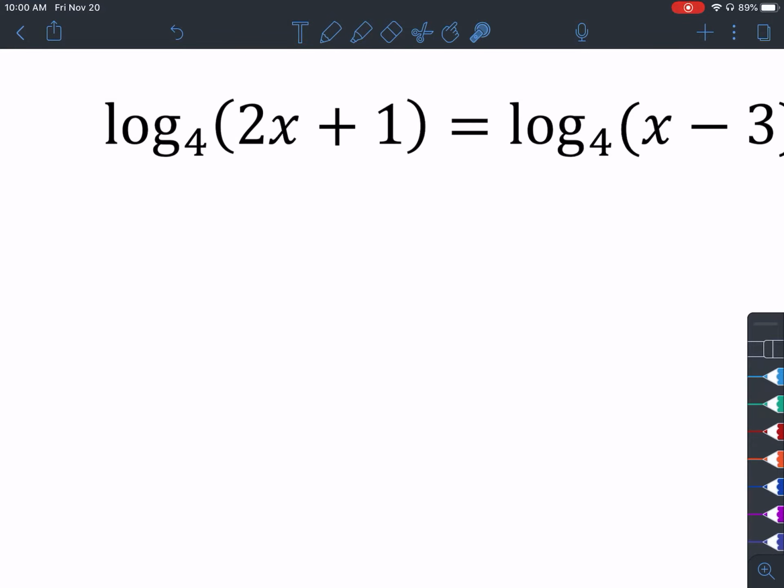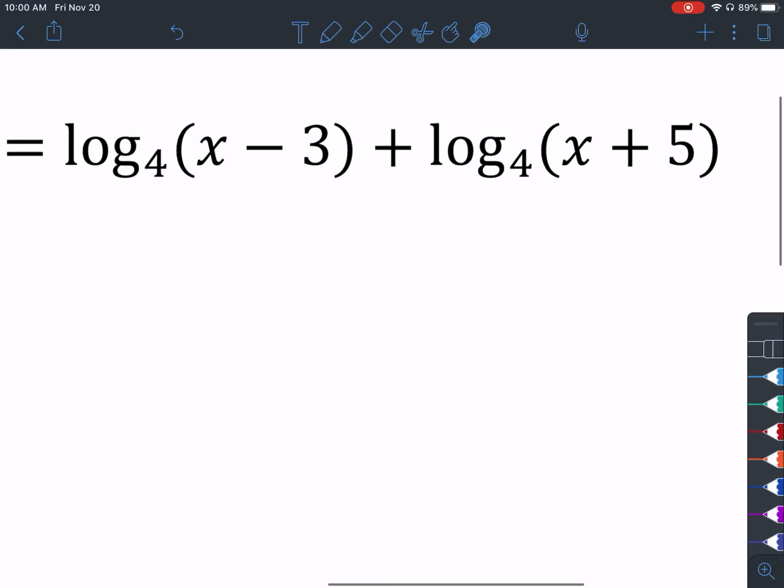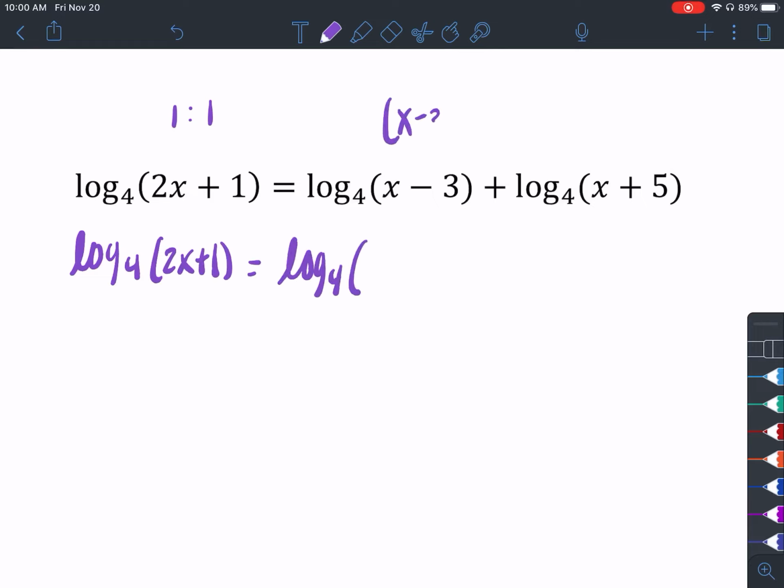This side is already 1. Oh, this one has 2. So we have to combine these. Because it is addition, we know that we can go ahead and do the product rule. So that's going to give us log base 4 of 2x plus 1 equals log base 4 of x minus 3 times x plus 5.